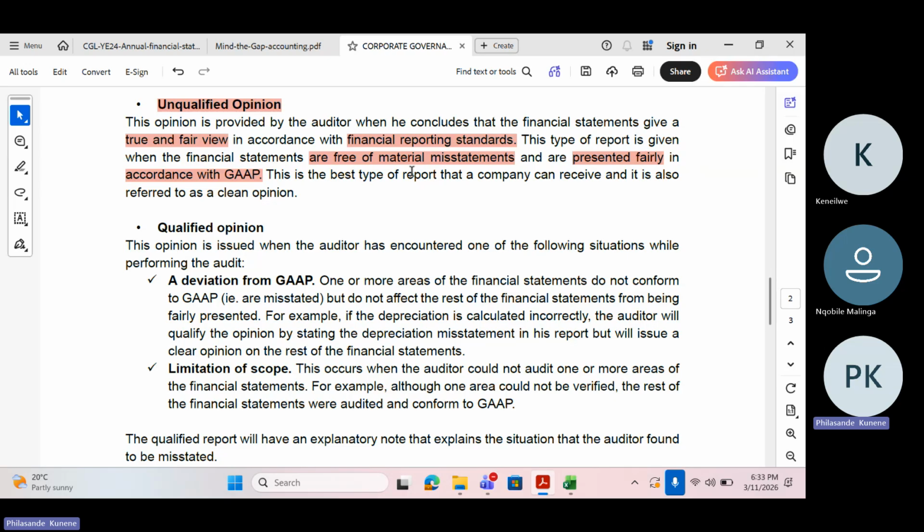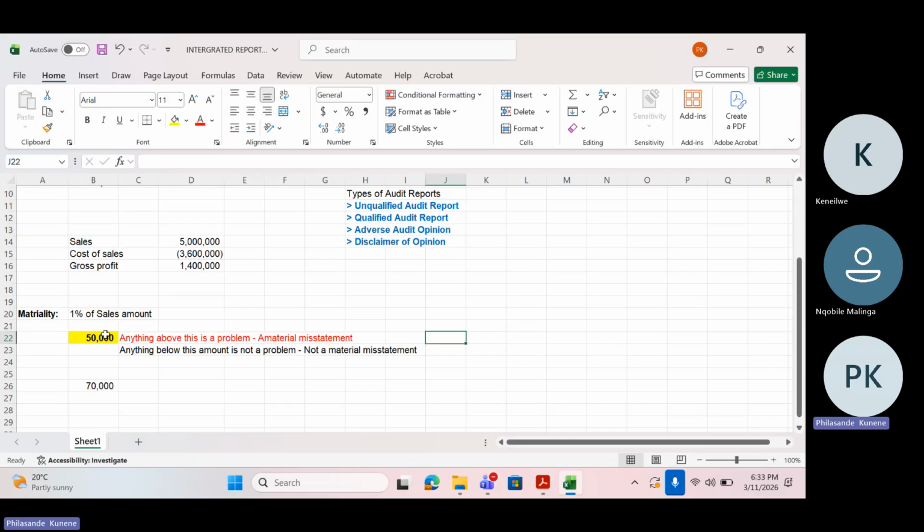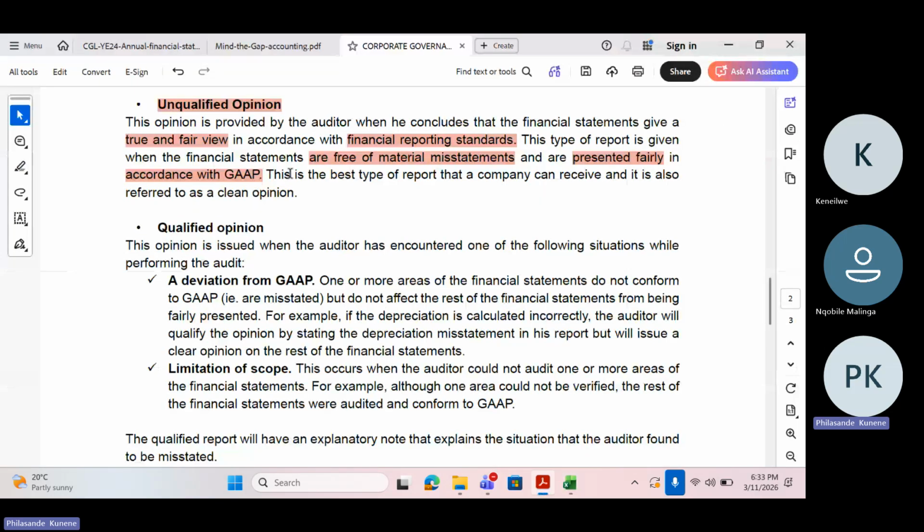Which means it's those minor mistakes, like you are a human being. You are not a machine. You are not a calculator. You are going to make a mistake. But that mistake must not be bigger than 50,000 rands, because that is a materiality that is calculated based on your revenue. Okay, this is the best type of report that a company can receive, and it is also referred to as a clean opinion.